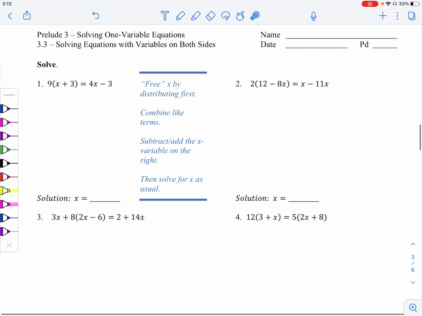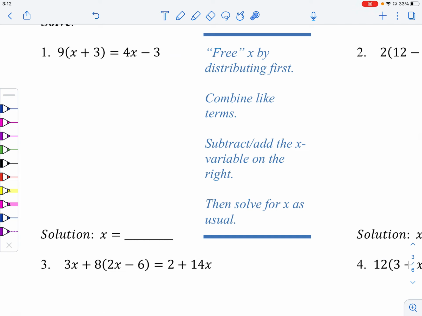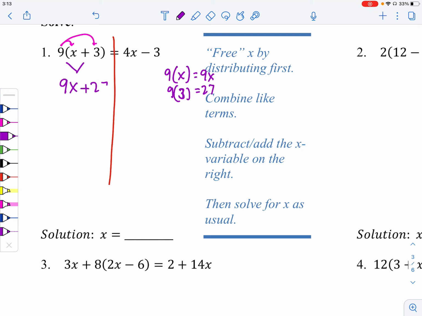Okay, so let's go to number 1. So we're going to free x first by distributing. Okay, so we're going to distribute 9 to both x and 3. Okay, so we have 9 parentheses x, 9 parentheses 3. So 9 times x, 9x. 9 times 3, 27. So everything on the left, right, we can draw a line in the middle again. So everything on the left is going to be 9x plus 27 equals in the middle. Everything on the right, just come on down, right? So 4x and negative 3. Now we have variables on both sides.